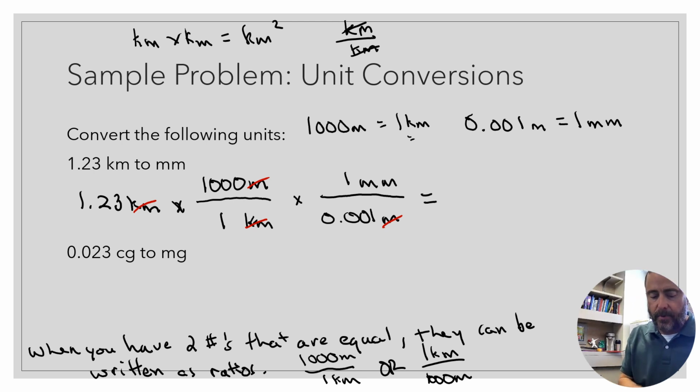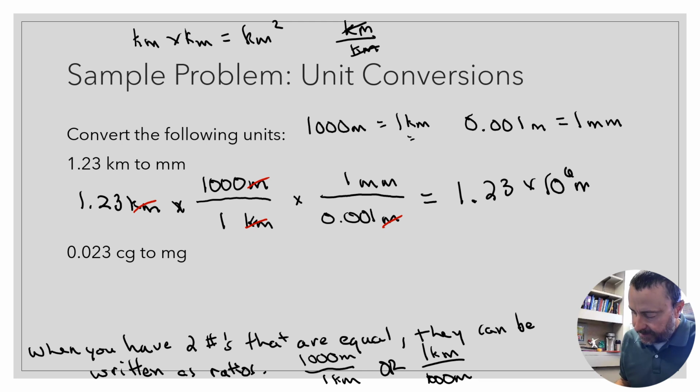So we're going to take our 1.23 multiplied by 1,000 multiplied by 1. Okay, and then we're going to take that and divide by all of the things on the bottom. So divided by 1 and then divided by 0.001 as well. And we're going to get 1.23 times 10 to the 6th millimeters. Okay, so that's how we do these dimensional analysis problems.